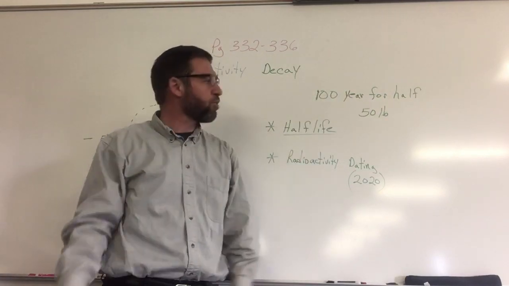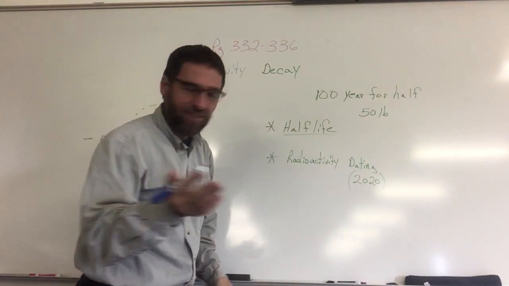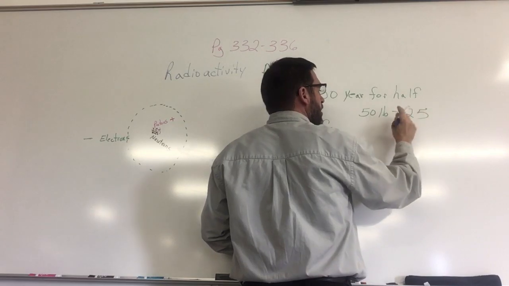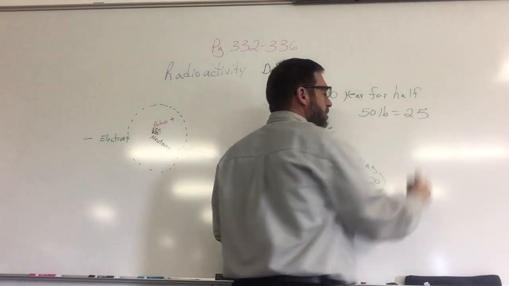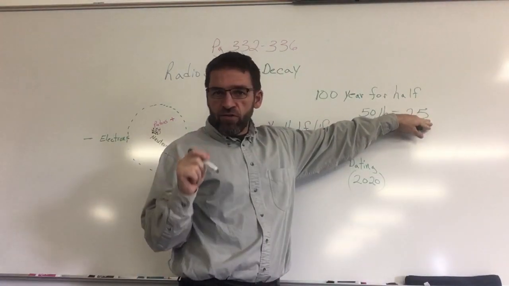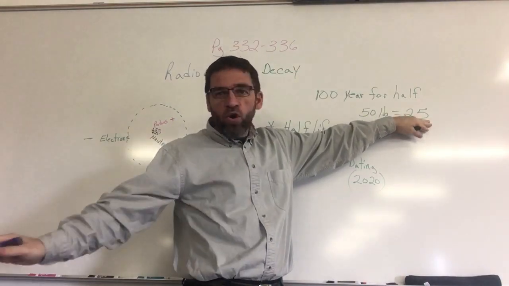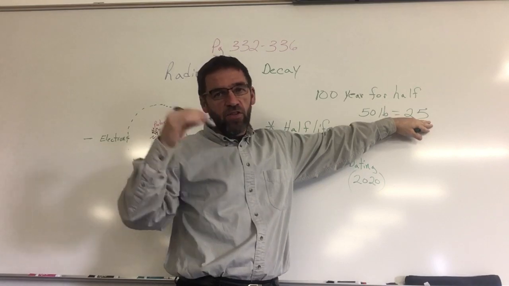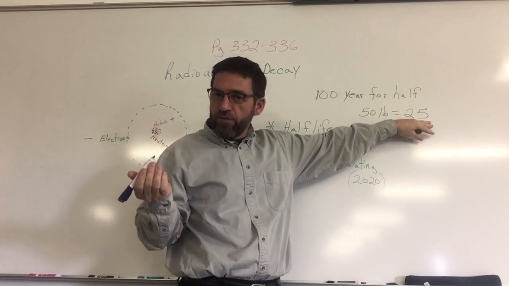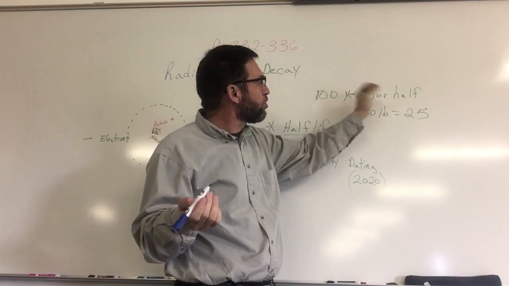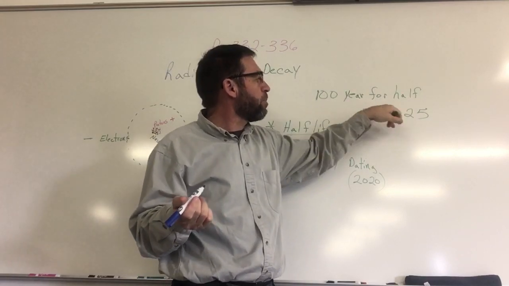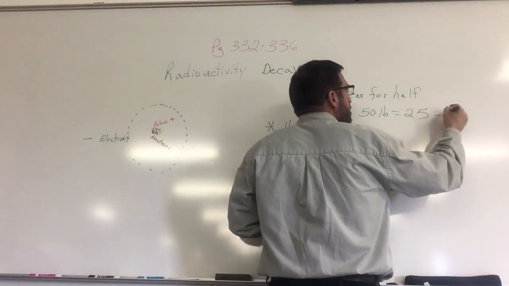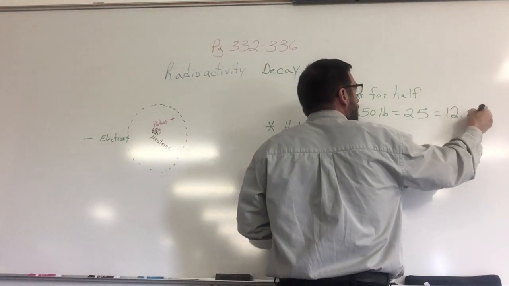So in 100 years from now, this 50 pounds will be half, 25. Got it? You only have 25 pounds. In 100 years from now, it won't be all gone. The last half won't disappear, only half of it will disappear. So 100 years from now, you start out with 50 pounds, you go down to 25 pounds, and then you're half again. So that makes you 12.5 pounds left.